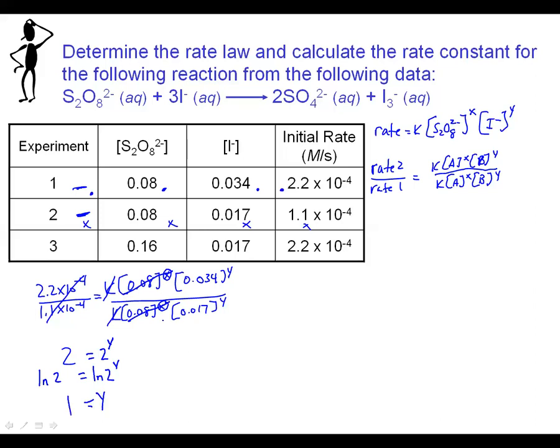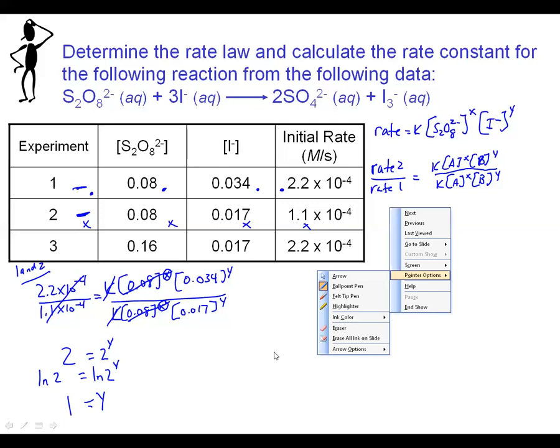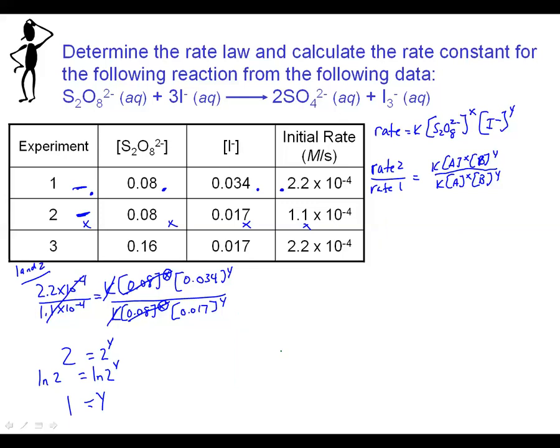Now, after we did experiments 1 and 2, we want to go back to our table and find two entries where the other concentration remains constant and we vary the one that we held constant a minute ago. So looking at this table, we see that in experiment 2 and experiment 3 here, we have the same concentration for the I minus, while our S2O8 2 minus varies.